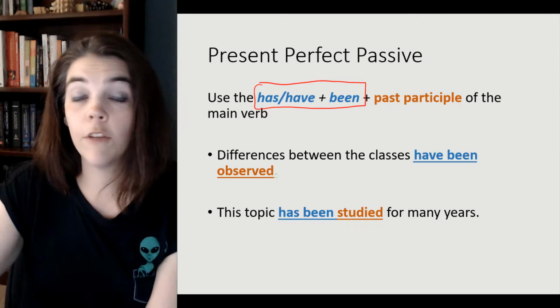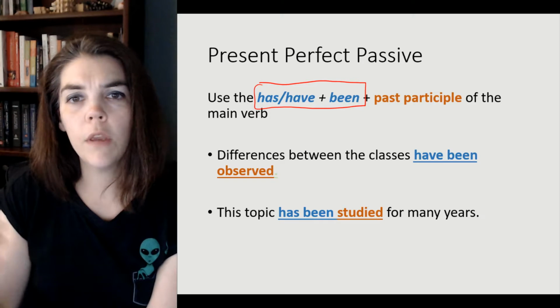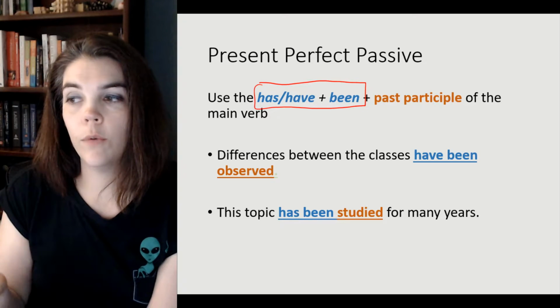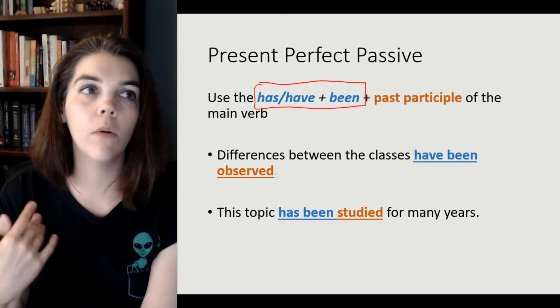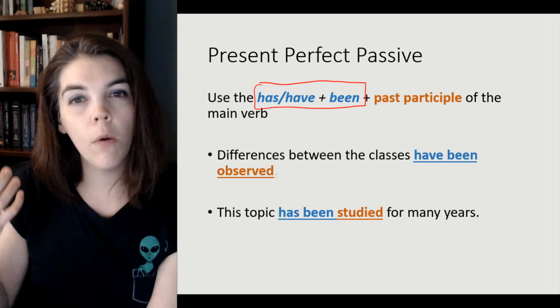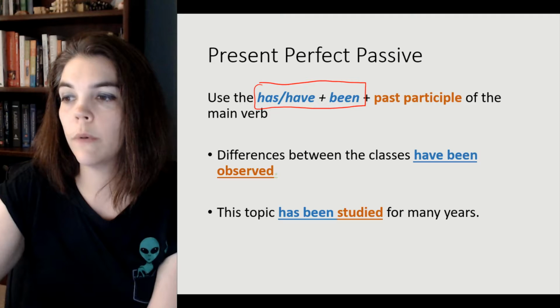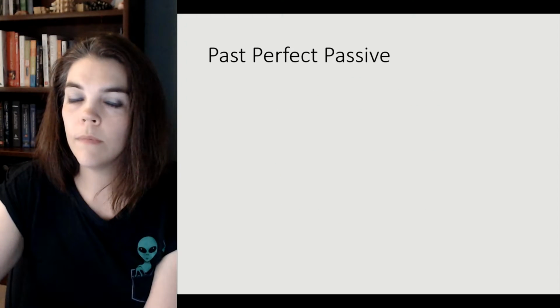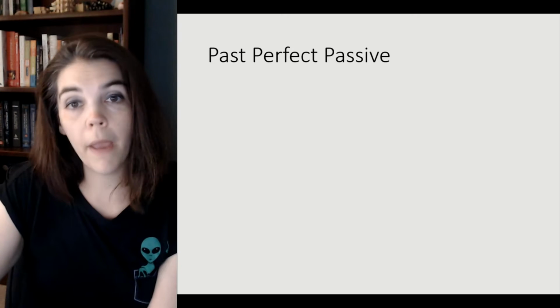This topic has been studied for many years. So also think about when you're reading and you've seen language like this in textbooks that you're reading or magazines or whatever, start to raise your awareness of, oh, that's that present perfect passive she was talking about. So that's present perfect. What does past perfect look like?